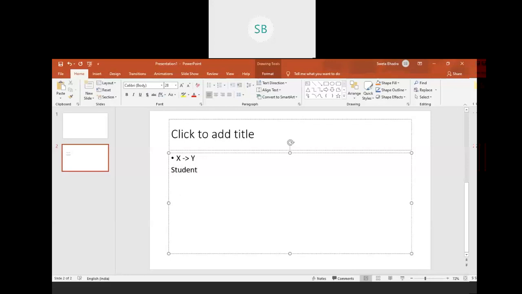Suppose we take this student ID, then we take this determined by student name, so maybe S name. Suppose we take student name as Priya, and here we take one more name, Priya. So we have two names, Priya, in student name.